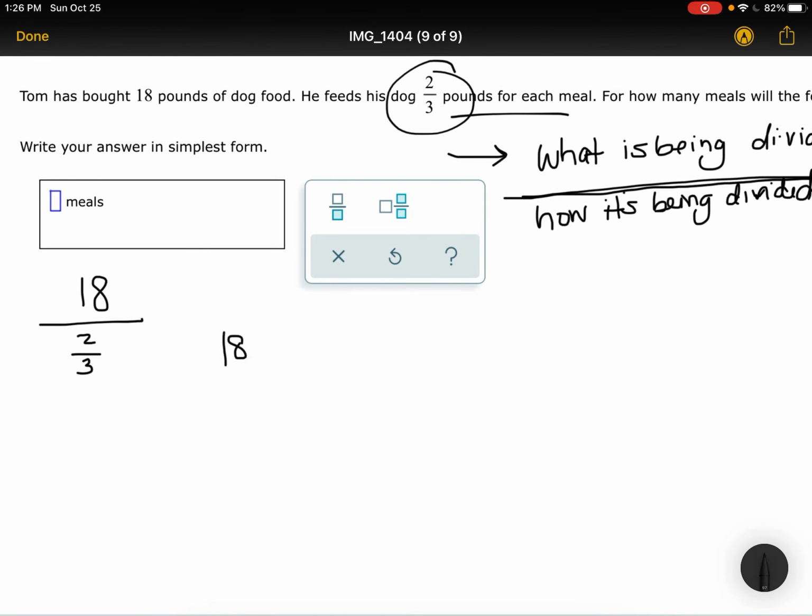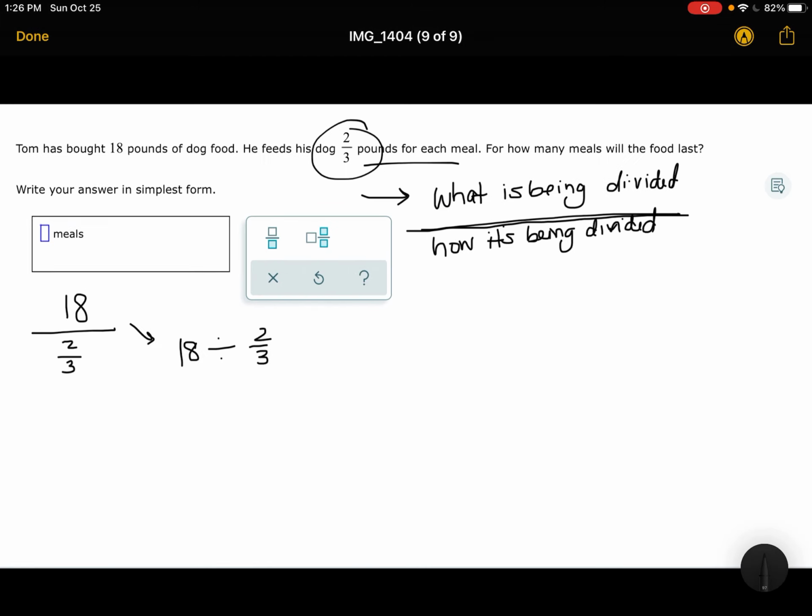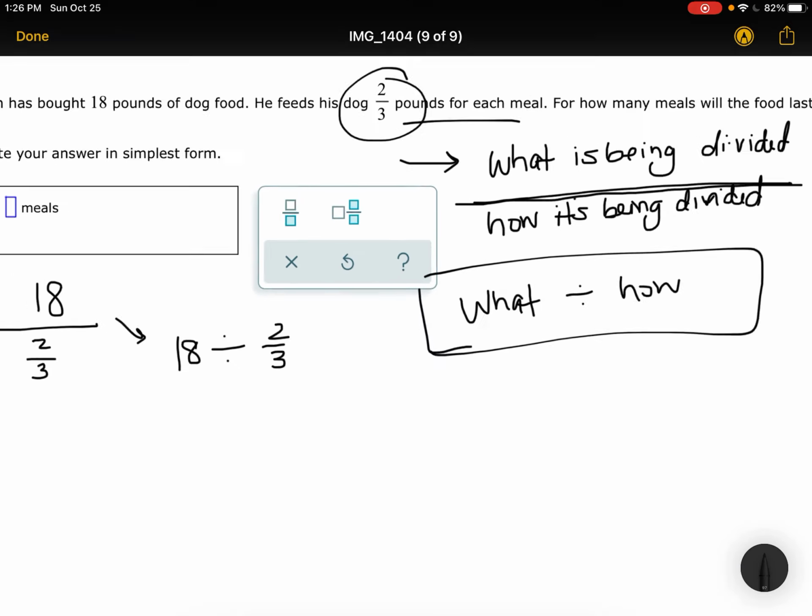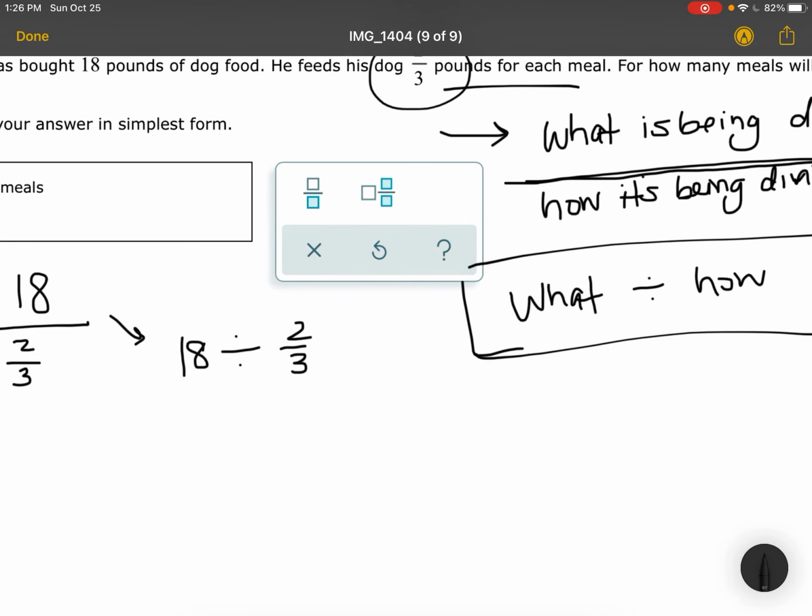So if I have 18 divided by 2/3, that's another way to write this, okay? So if you just want to say, well, I'm just going to write it out, what divided by how, you can just sort of skip that, but this is how I do it in my brain. So 18 divided by 2/3.